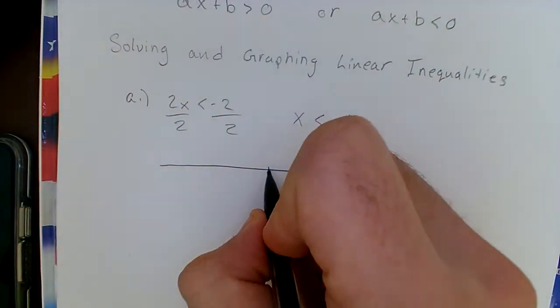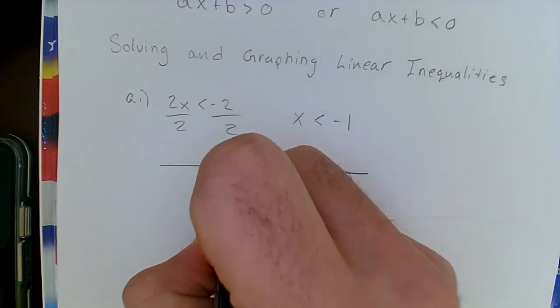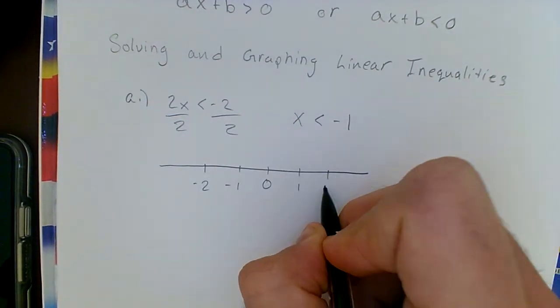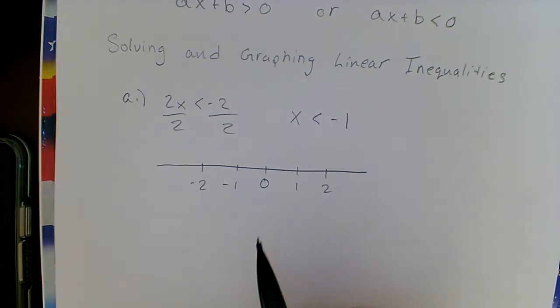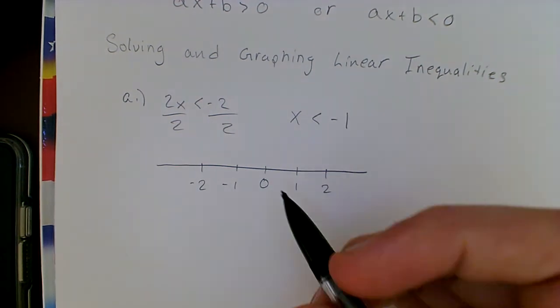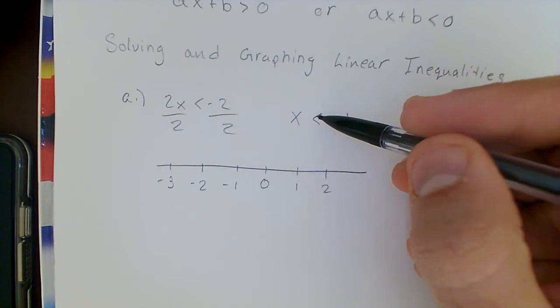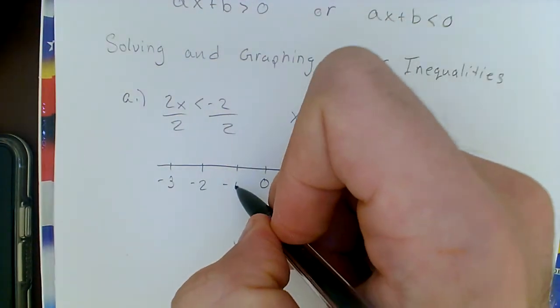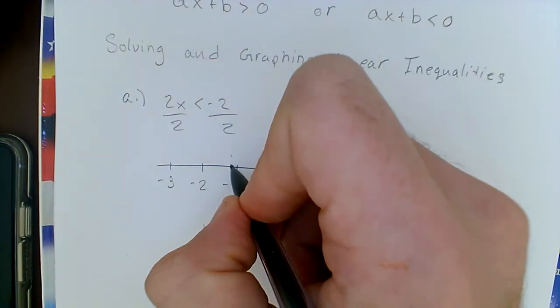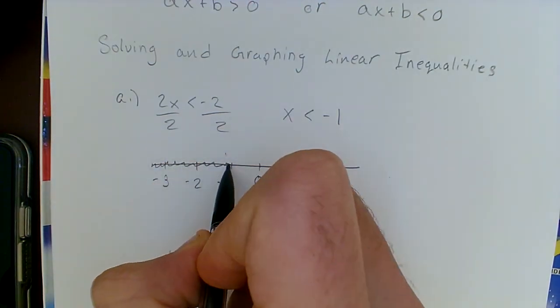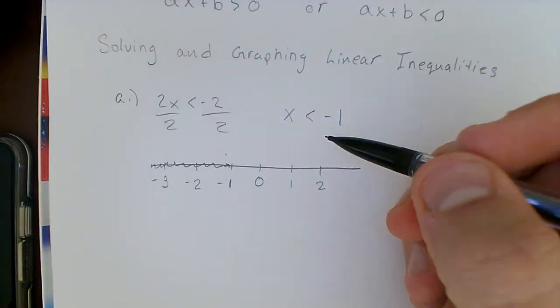And so here's where 0 would be, -1, 1, -2, 2, so on and so forth. Okay, so the way we graph this is, x has to be less than -1. So you find -1 and then you shade in the number line where x can be. So now what do we do about -1?